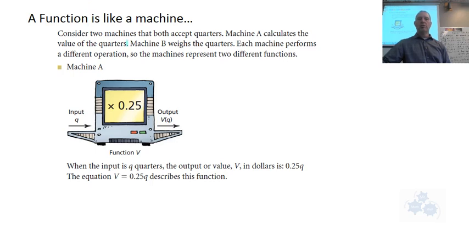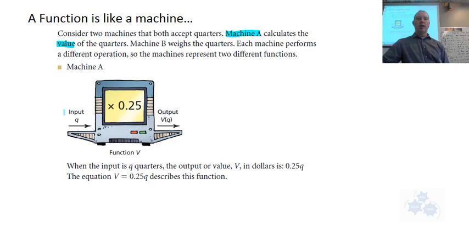So consider two machines that both accept quarters. And this is in your textbook as well, page 268. Machine A calculates value. Okay? Machine A calculates value of the quarters. Machine B does something different. It calculates the weights of the quarter. So this is machine A right here. Each machine performs a different operation, so the machines represent two different functions.